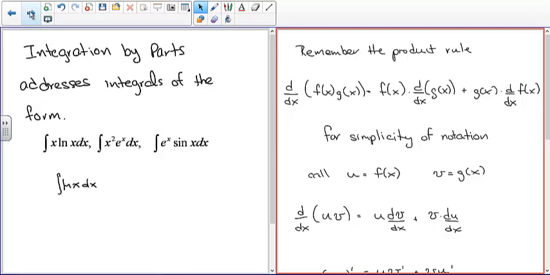To simplify the derivation, we're going to let u be one of the functions and we're going to let v be another one of the functions. So the way of rewriting the same thing, the product rule, but using u and v: u is the first function, v is the second function. So it's u times dv dx plus the second function times the derivative of the first. Okay.